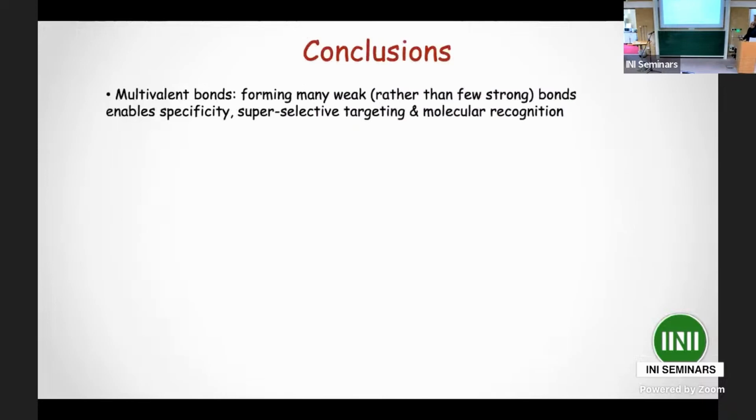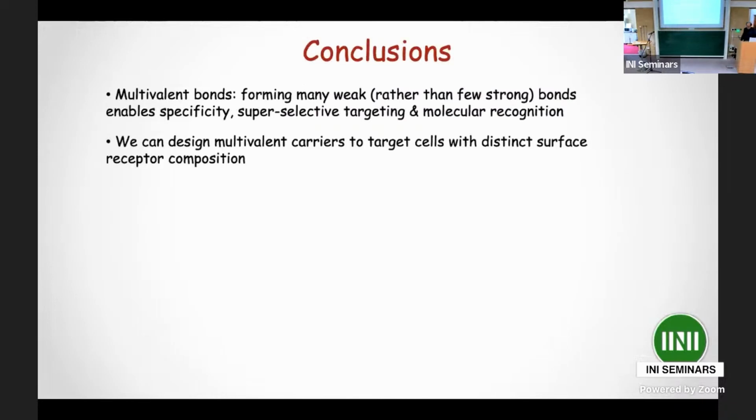So that would be all. I hope I showed that multivalent binding is really a crucial mechanism that you must have if you want to have selective targeting. Yes, and that is true in biology. This fact is used in biology, but it's also true if you want to design any artificial system that will have high selectivity. You have to think about multivalent bonds, not monovalent.